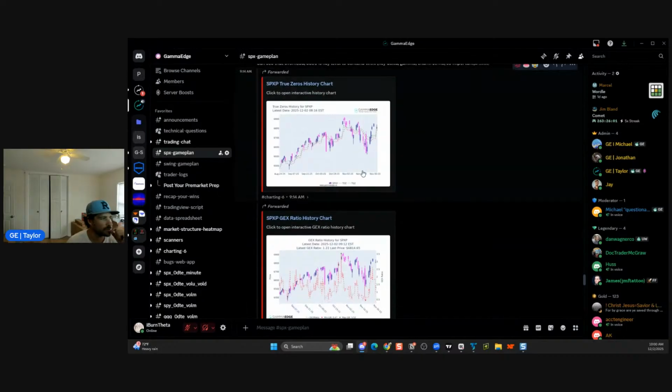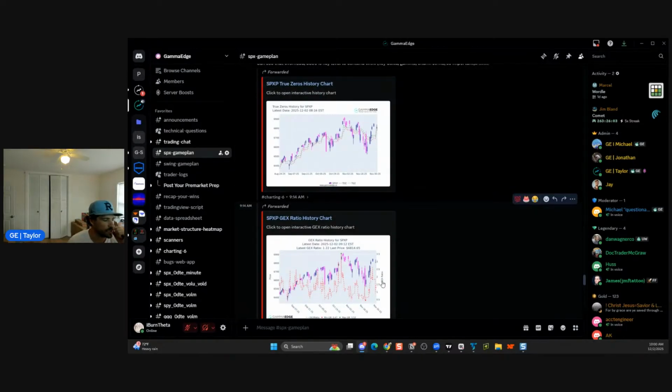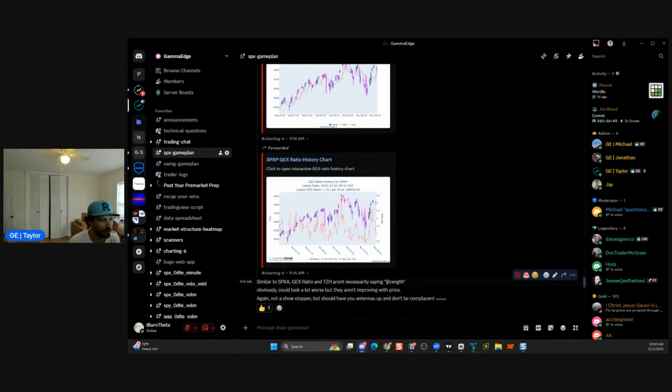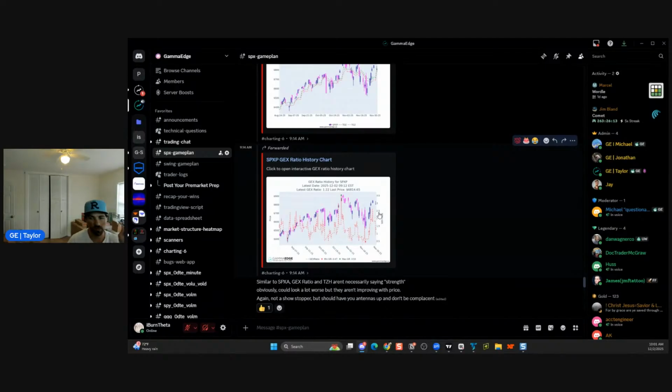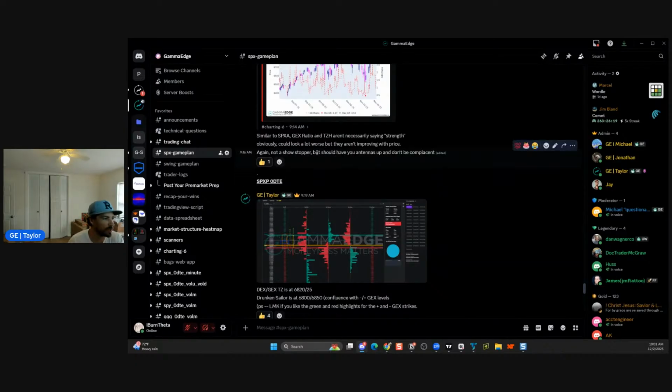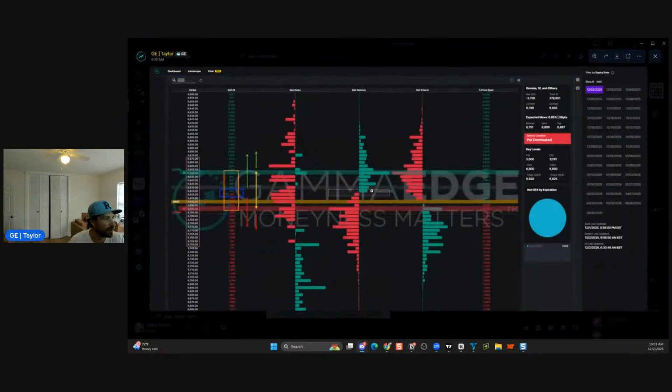Just going through true zeros, looking at GEX ratio, same sentiment there. Despite the huge reflexive bounce in spot price, it feels like it is just that, because structure is not really improving, or spot price has outpaced the structure itself. So again, just being cognizant there, having your antennas up, not getting complacent.